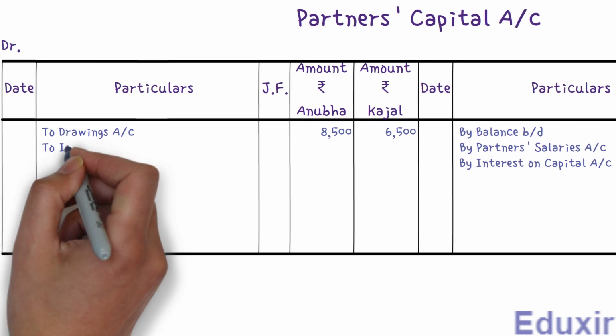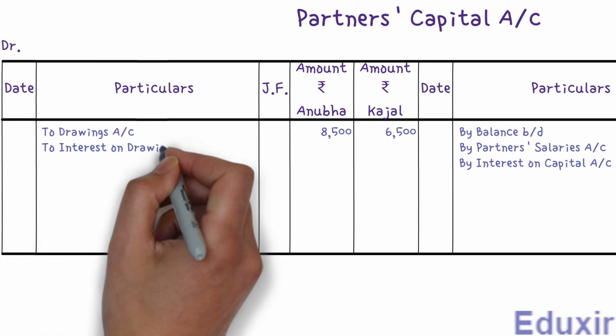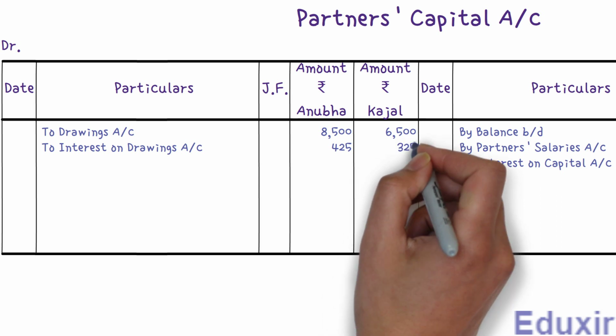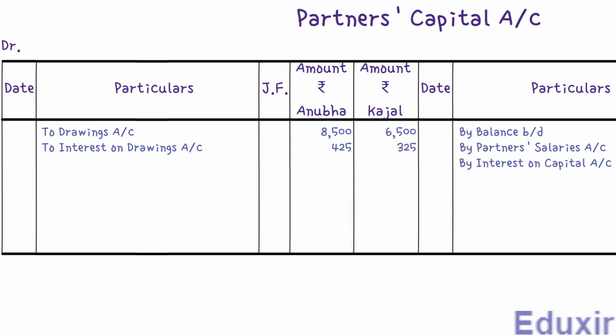Let's first write interest on drawings account into the particulars column on the debit side. Let's then post the interest on drawings amount for the partner Anubha, which is 425 rupees in her amount column. Let's then post the interest on drawings amount for the partner Kajal, which is 325 rupees in her amount column. With that, we have completed the posting of the interest on drawings related entries into the partner's capital accounts individually.